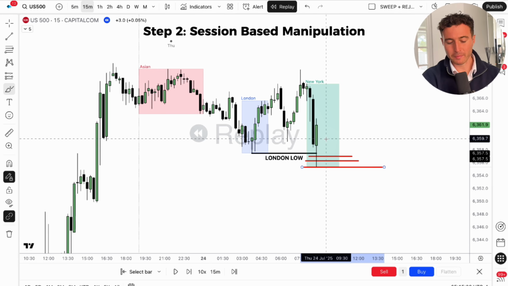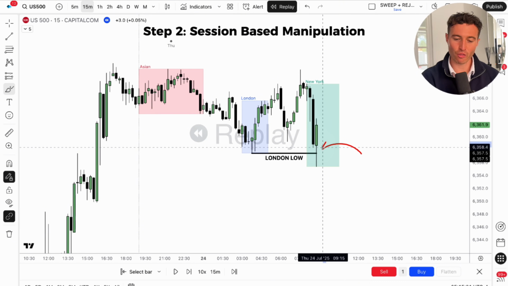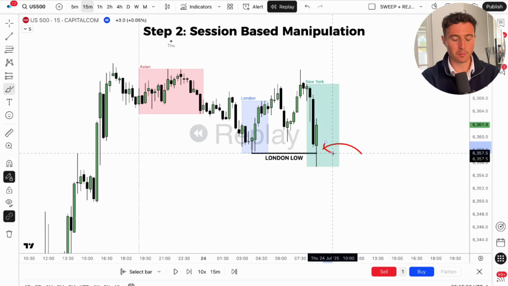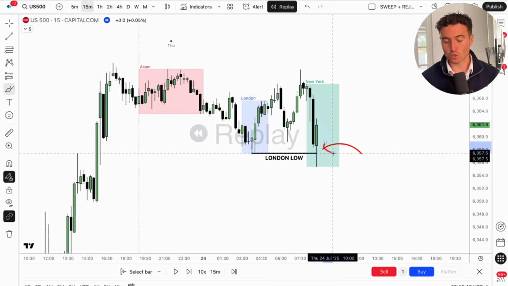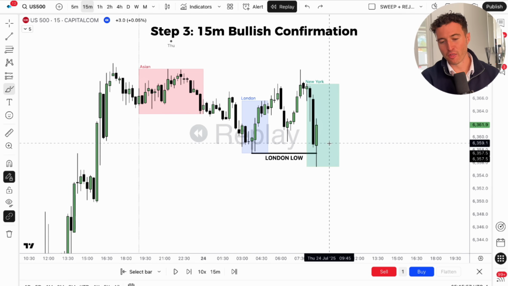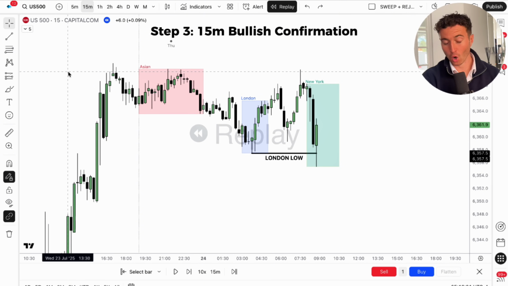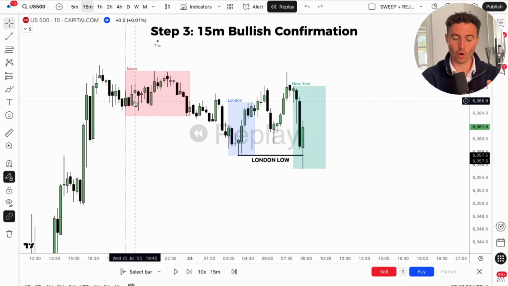Even if we just wick below, kind of like what we've done right here, this is okay, right? This is still valid manipulation. Step number 2 was incredible, but step number 3 shows us our exact confirmation. So what we're looking for once we've seen this manipulation right here is we're waiting for a bullish 15-minute confirmation.